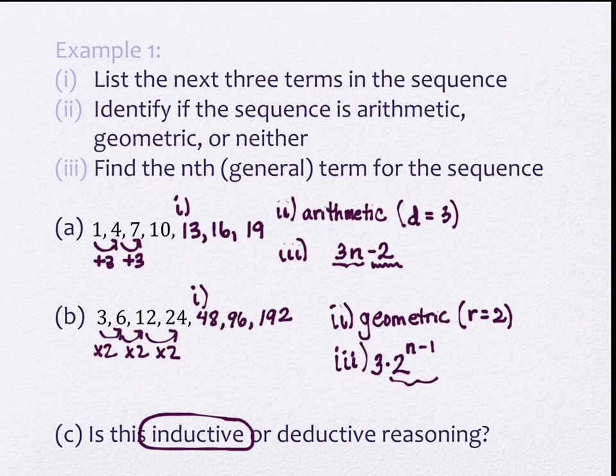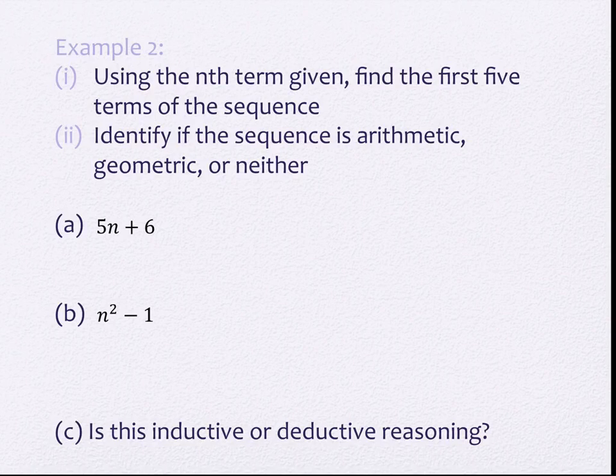Okay, let's do another example then. Kind of flipping the process around on this one. Using the nth term given, so now I have an nth term or a general term given, find the first 5 terms of the sequence, and then identify if it's arithmetic, geometric, or neither. If I've got a general term, like I have here, and I want to find the first term, I set n equal to 1. So if I plug in n equal to 1, what is the first term for 5n plus 6 going to give me? 11.